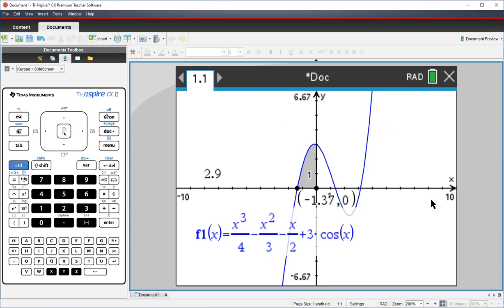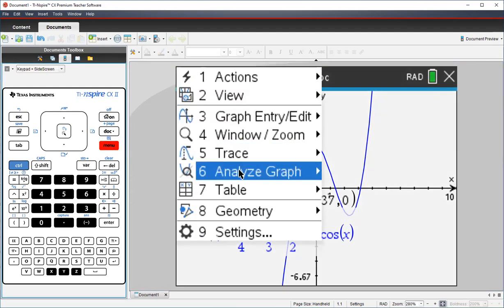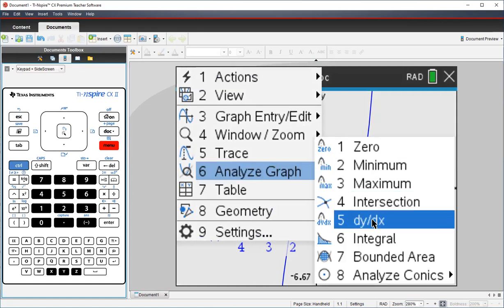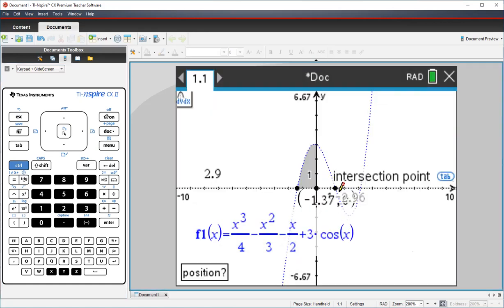Well, we could put it in slope-intercept form if we know the slope and the y-intercept. We do know the y-intercept. The y-intercept is just 3 because it goes through this point 0, 3. But how can we find what the slope of that line is going to be? Well, the line is going to be tangent to this curve at 3. So it's going to have the slope that is the derivative of this function at that point. All right, so how do I find the derivative of a function? Well, I'm going to click Menu again, go to Analyze Graph. This time I'm going to find dy/dx. And they want to know the position.